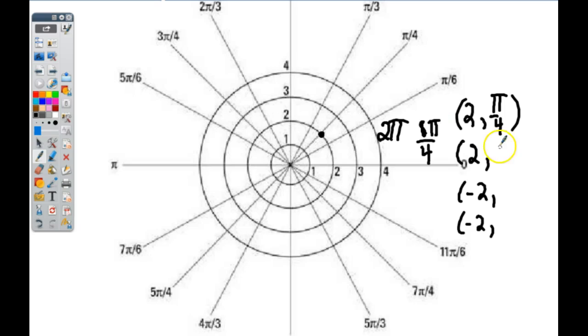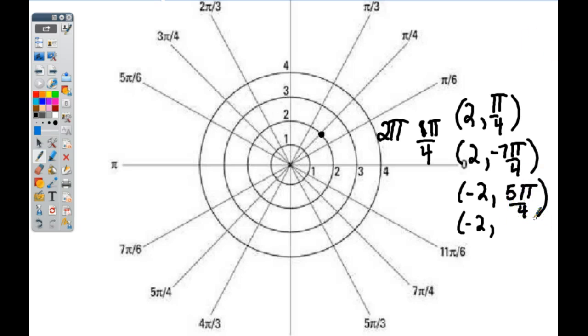So it's 7 pi over 4, but which direction did I go? Negative. Is that hard? No, it's not. So now I want to use a negative 2. So if I know this is on pi over 4, if I come across here, it's 5 pi over 4, right? So this one is 5 pi over 4.